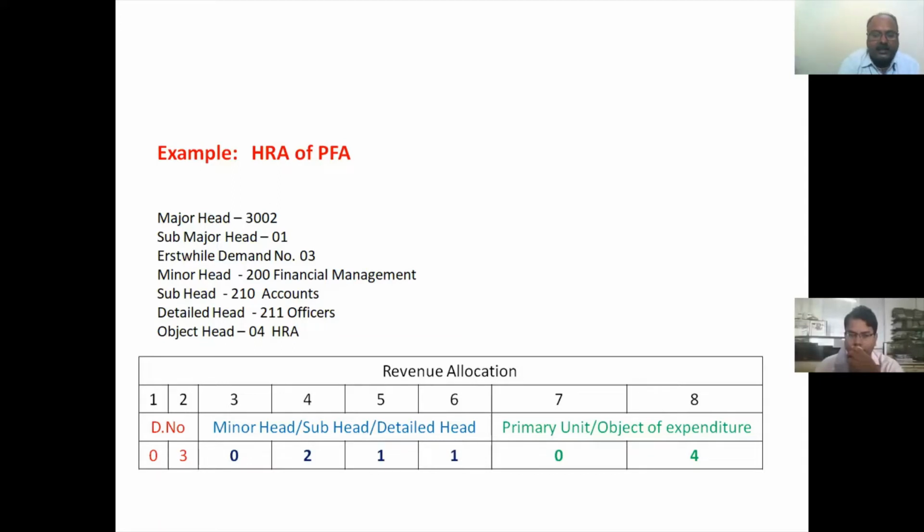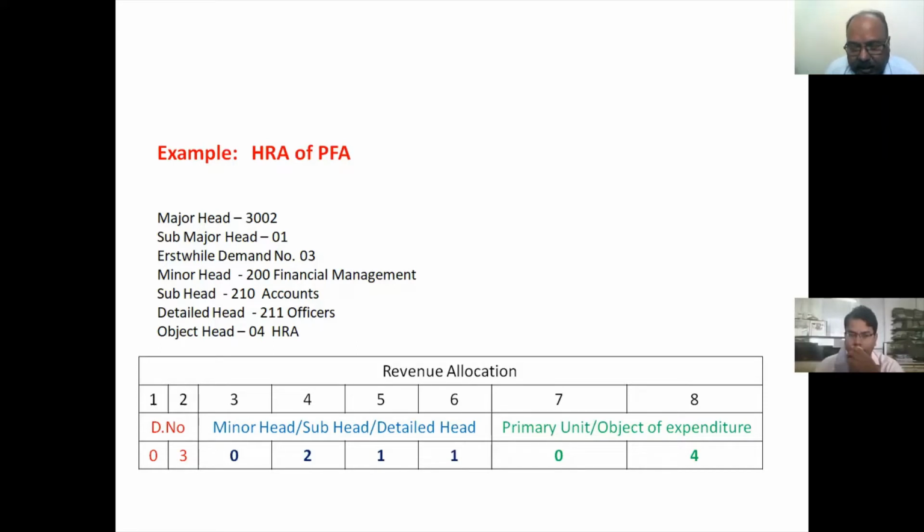Here, just to understand the broad structure of this allocation. How many digits are there in the revenue allocation? It is 8 digits. The first 2 digits are the demand number, and the next 4 digits are the minor head, subhead, or detailed head. The last 2 digits are called the object head or primary unit, that is, the primary unit or object of expenditure.